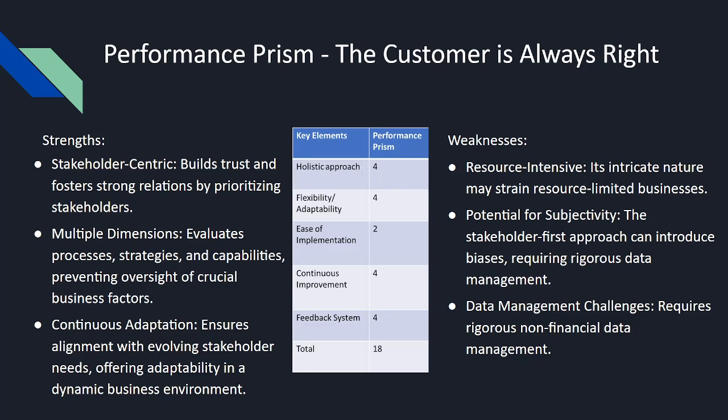So in the middle, we have our performance rating scale. As I said, a 5 is the best and a 1 is the worst. These are not rated indistinguishably like 1, 2, 3, 4, 5. It's a rating of how good or how bad the model could actually be. So a holistic approach, we have 4, and as y'all can see, flexibility, adaptability, 4, meaning it's not the best, but it's very good. Ease of implementation is 2, not the worst, but definitely not good. And then continuous improvement and feedback system, 4.